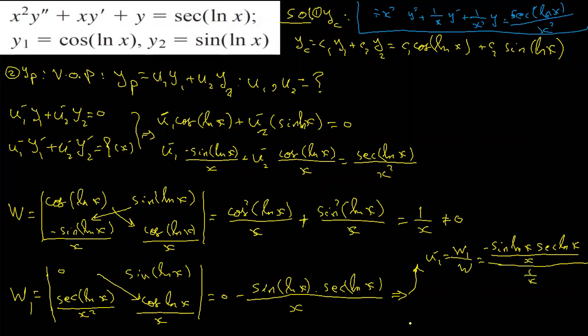So u1 prime equals what? Doctor, it's supposed to be x squared, so sine ln x sec ln x over x squared. You are asking me about this? Oh yes, you are right. It must be here x squared. I'm so sorry. You are right. Great. So what should I do now? So here x squared. Thank you, Abdurrahman.